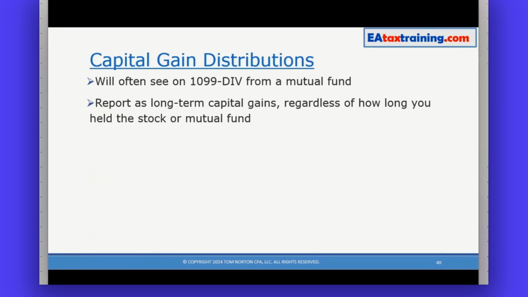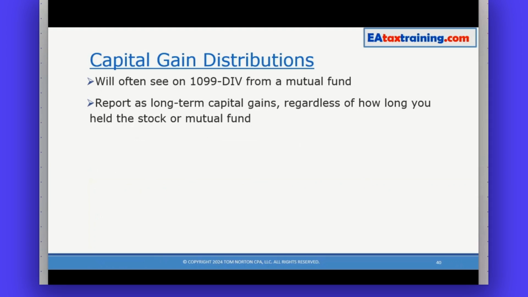Capital gain distributions are sometimes made. So you might get a distribution that says, okay, we're giving you this money and it is a distribution of all the capital gains that we've earned in this mutual fund during the year. If they do that, you will get that reported to you on a 1099-DIV form. You always report that as a long-term capital gain.